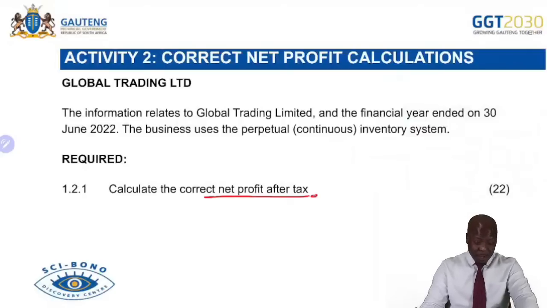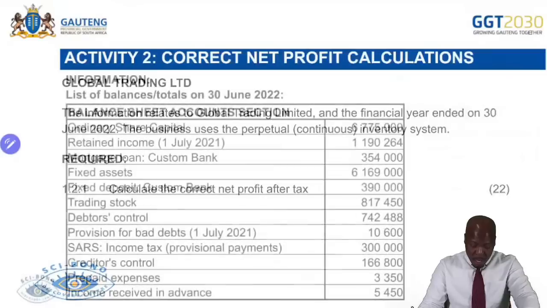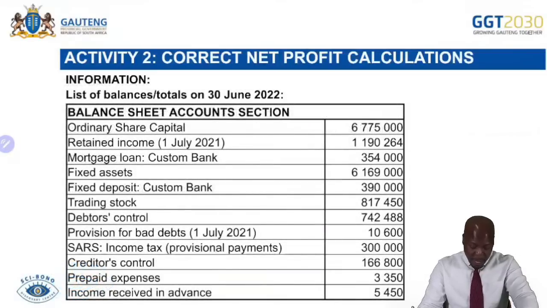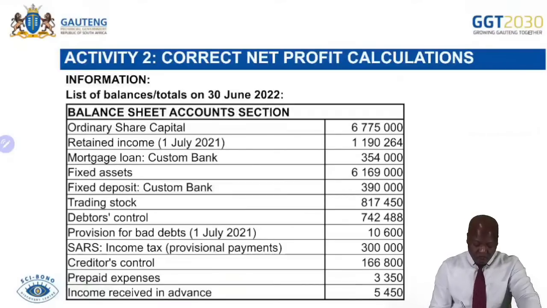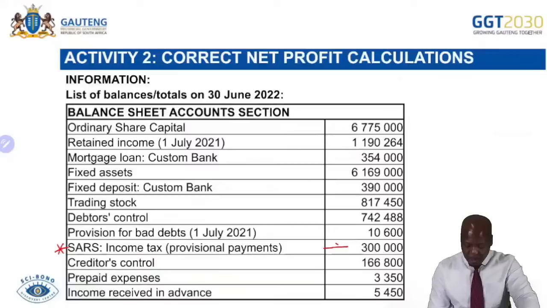Keep the calculator closed. Let's go and see. And then here we have the information that was given. One of the most important things that I always want you to take note of is the SARS income tax, the 300,000. Towards the end of this question, I'll ask you if you still remember how much was the provisional tax payments. So write it somewhere. Provisional tax payments.